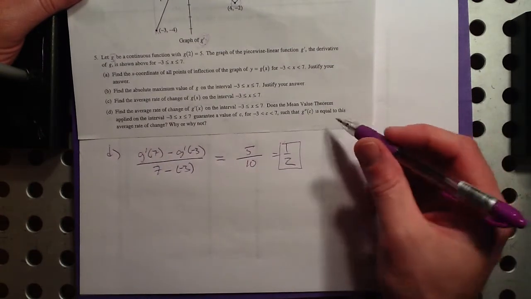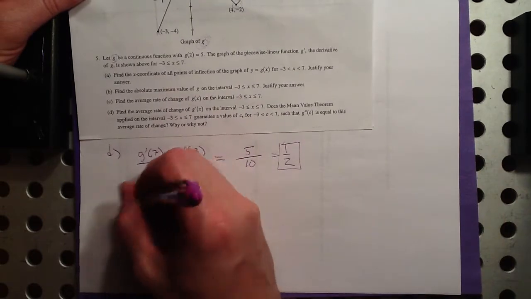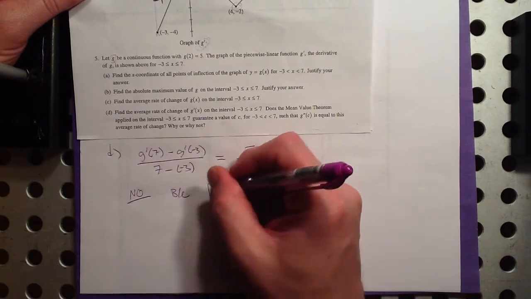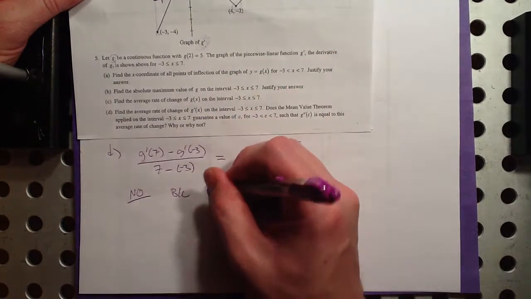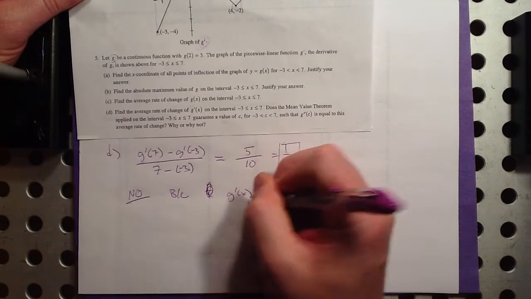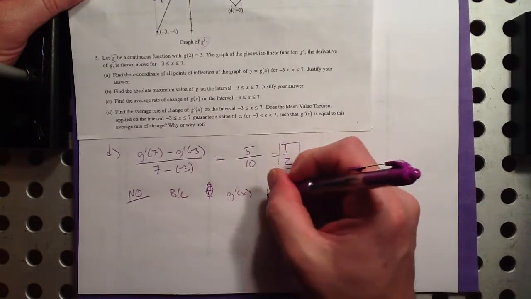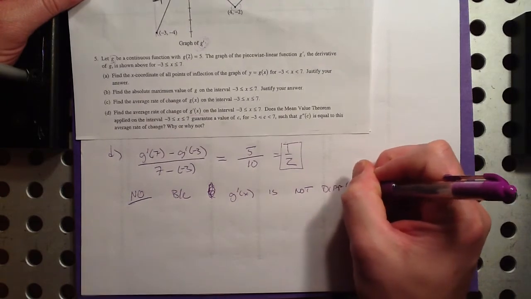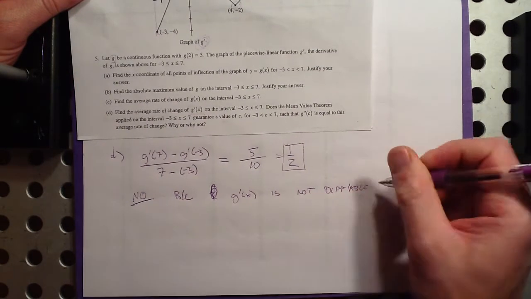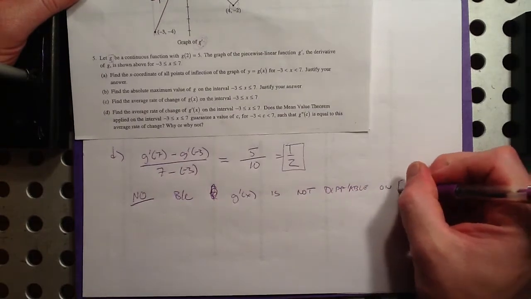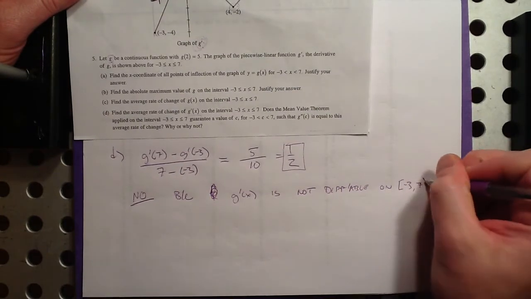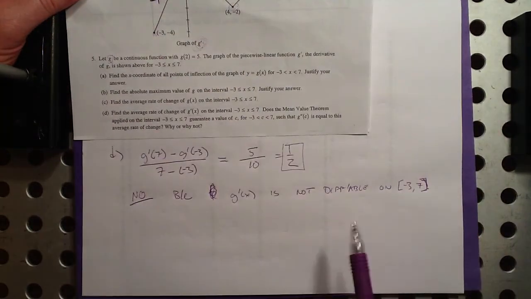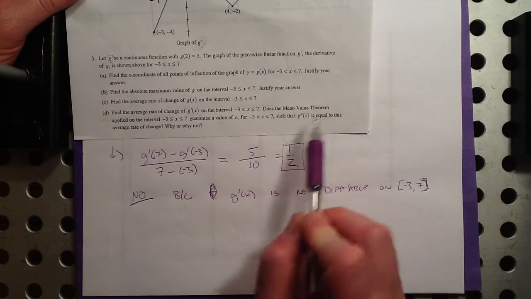So no is the answer. And why? Because g prime of x, that's the function we're talking about here, is not differentiable on that interval from negative 3 to 7. It only takes one sharp corner in that interval to make the mean value theorem not apply.